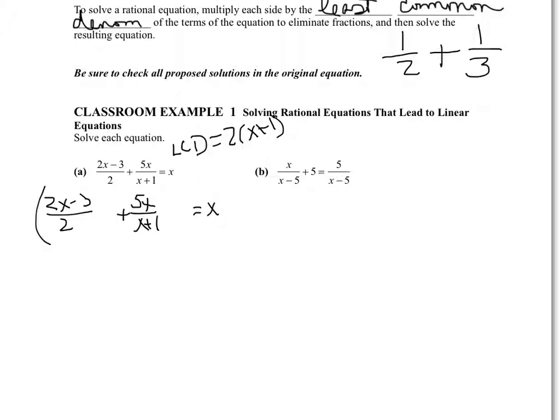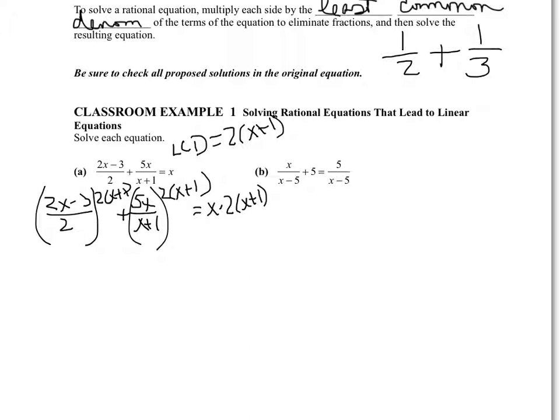So this first fraction gets multiplied by 2 times x plus 1. The second fraction gets multiplied by 2 times x plus 1. And notice on the right, I don't even have a fraction, but it doesn't matter. It still has to be multiplied by the LCD, 2 times x plus 1. It just means nothing is going to cancel out on that side because I don't have a denominator that will have a common factor with any part of this LCD. Now we go through the same process we did in section 1.1.